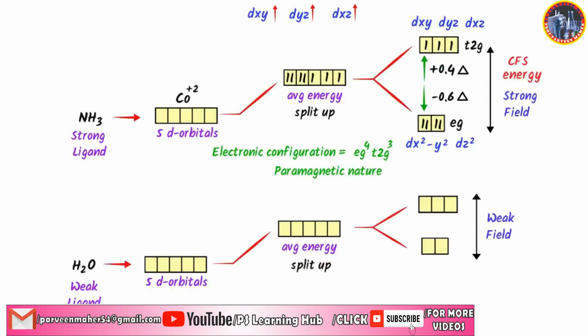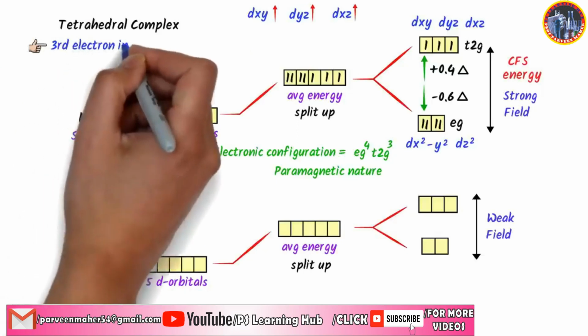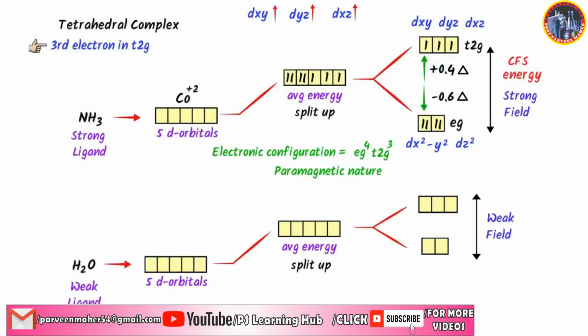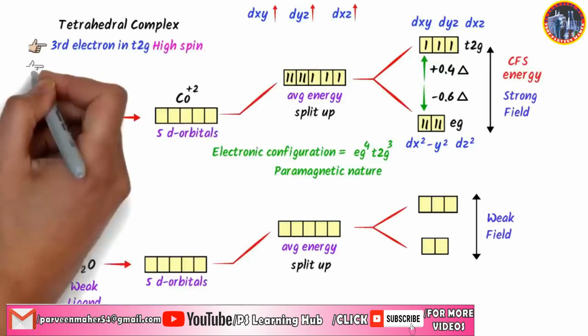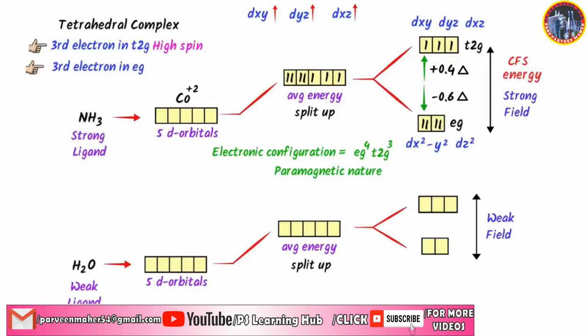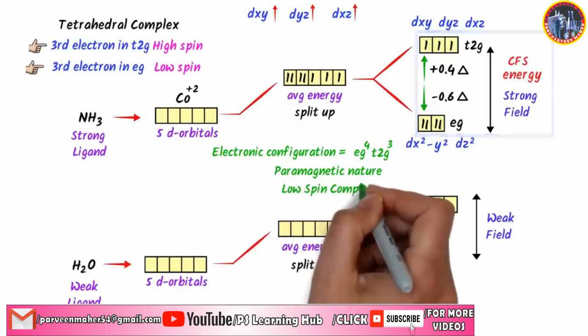Remember that in the case of a tetrahedral complex, if the third electron enters T2g, it is high spin. If the third electron enters Eg, it is low spin. Here, the third electron enters Eg, so it is a low spin complex.